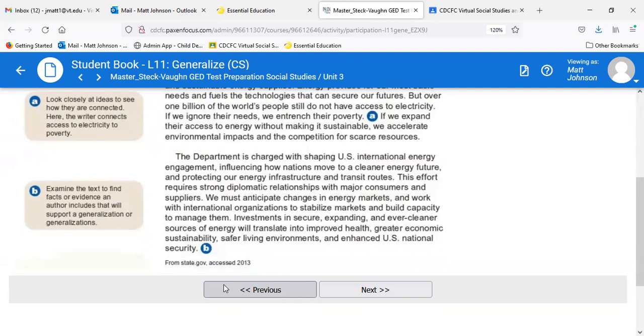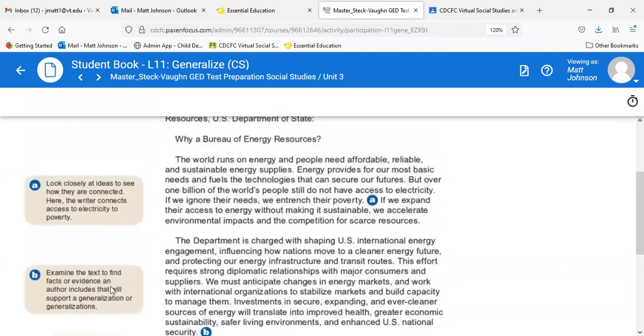So a little bias might be wrapped in here as far as promoting an idea of clean energy, just kind of expanding that critical thinking. And so our text boxes, what it says up here, we look closely at ideas to see how they are connected. Here, the writer connects access to electricity to poverty. So generalizing that, there's over 1 billion of the world's people still do not have access to electricity. If we ignore their needs, we enrich their poverty. Bringing them electricity can help lift them out of poverty. And that's sort of a generalization there.